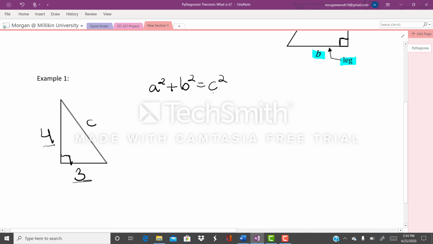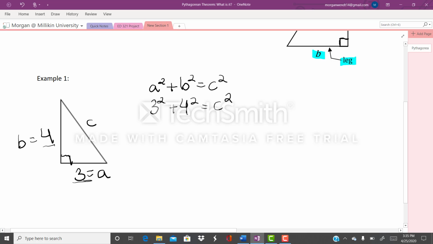So I know that I'm going to be solving my equation for C because I want to find the length of the hypotenuse. Now I need to label my legs so I know what numbers to put into my formula. So I'm going to have A equal to 3 and B equal to 4. Now I'm going to plug those numbers into my formula so I can solve. So I have 3 squared plus 4 squared is equal to c squared. And I got those numbers from this figure I was given.